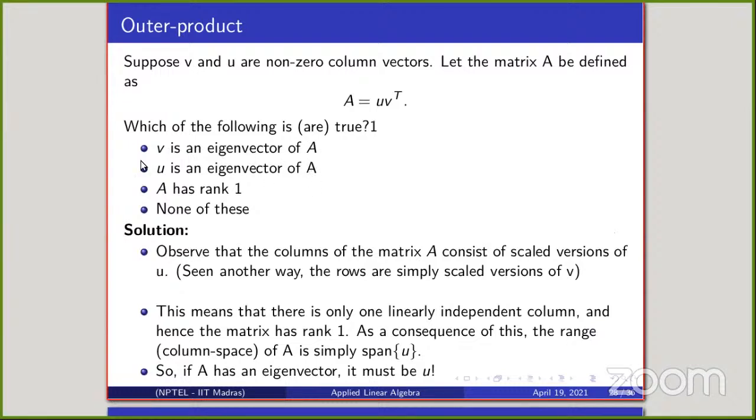Here we've assumed that V is not a scalar multiple of U, so we don't consider the case of the first option. I think that was mentioned in the original question. As we mentioned earlier, the column space of A simply consists of the span of the vector U, which means it has only one linearly independent vector, which means it has rank 1. So the third option is also true.